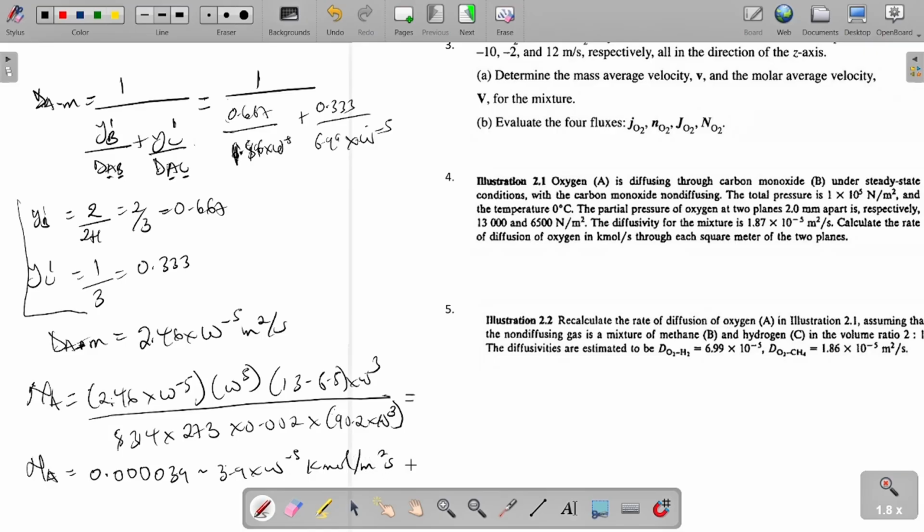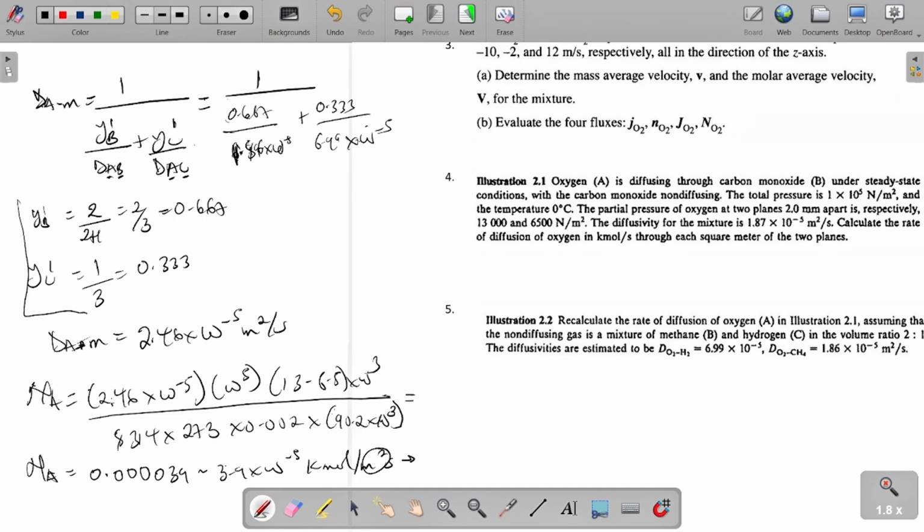So per meter squared, the meter square can go out and we will have just kilomole per second. So that's it. When you have a mixture, that's how to calculate the diffusivity.